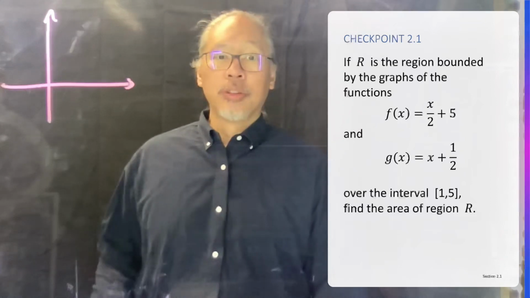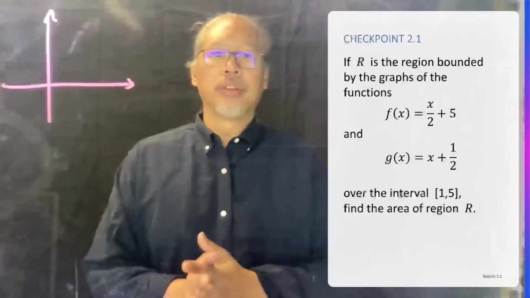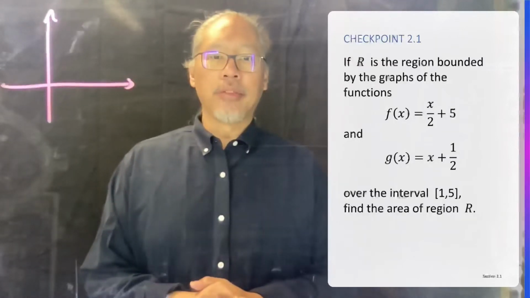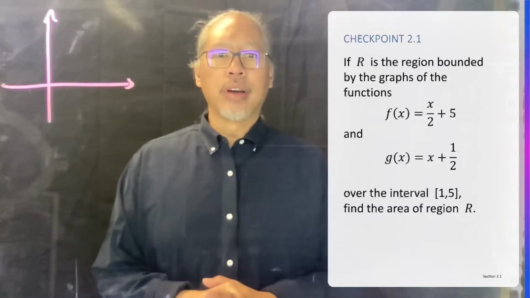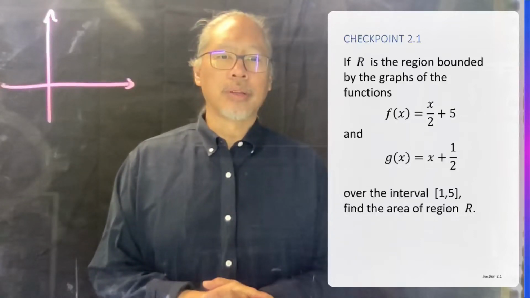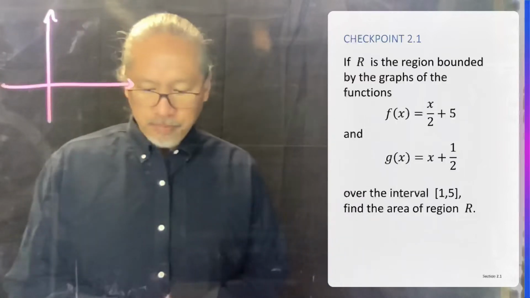Hello, this is checkpoint 2.1 from section 2.1. They want us to find the region R, where R is bounded by f of x is equal to x over 2 plus 5, and g of x is x plus 1/2 over the interval from 1 to 5.